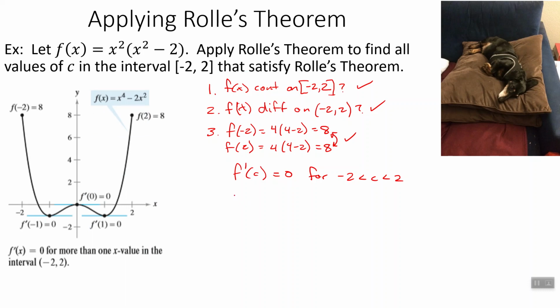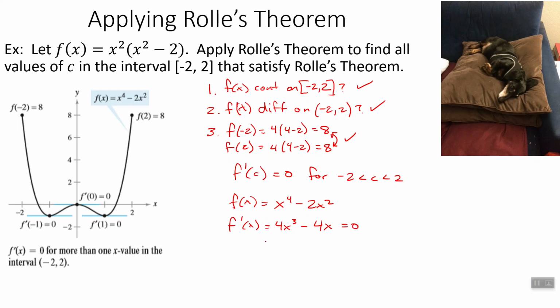If we wanted to actually find it, we could take the derivative. The easiest way to take the derivative here is first to distribute the x squared. So we get x to the 4th minus 2x squared. Take the derivative. F prime would be 4x cubed minus 4x.